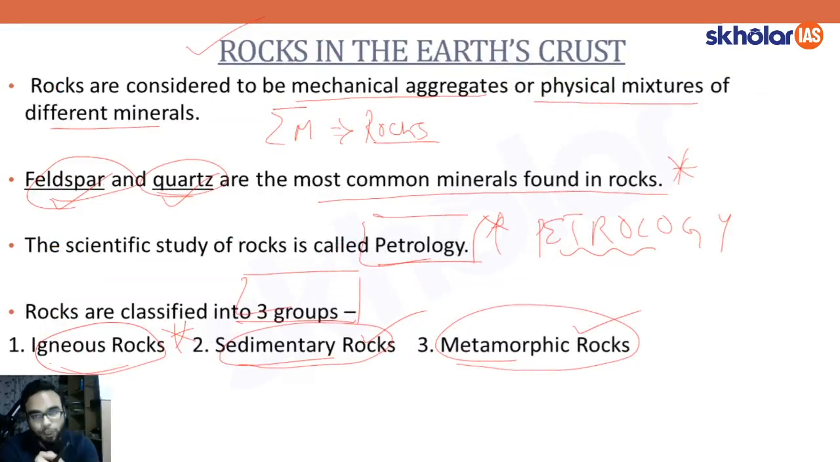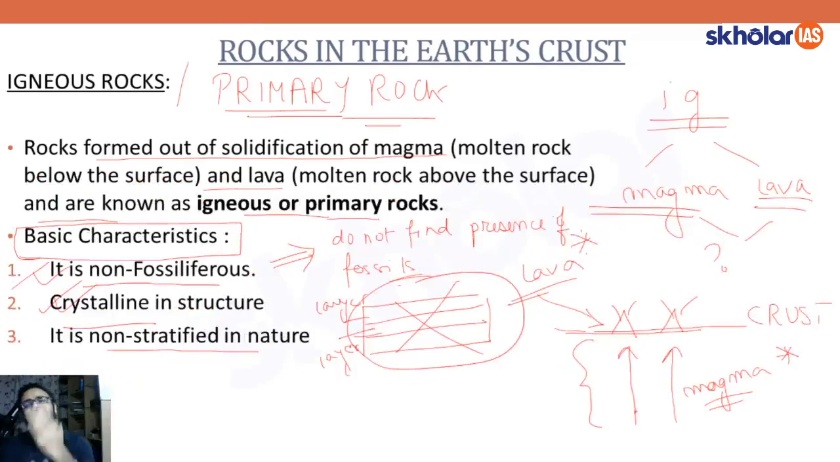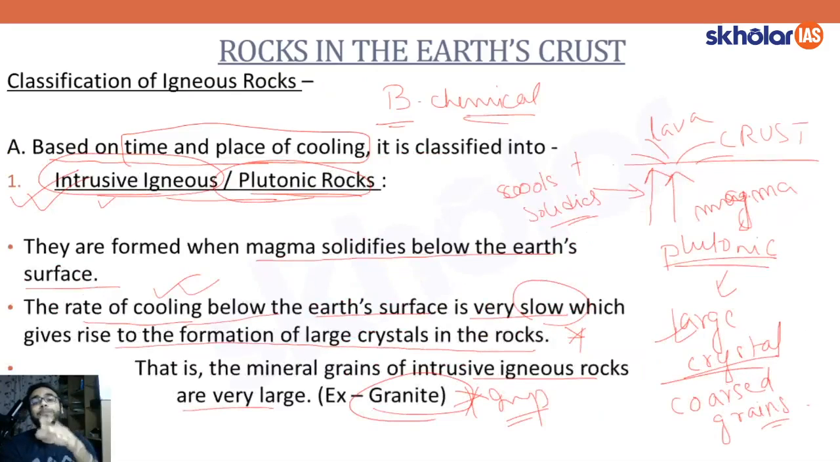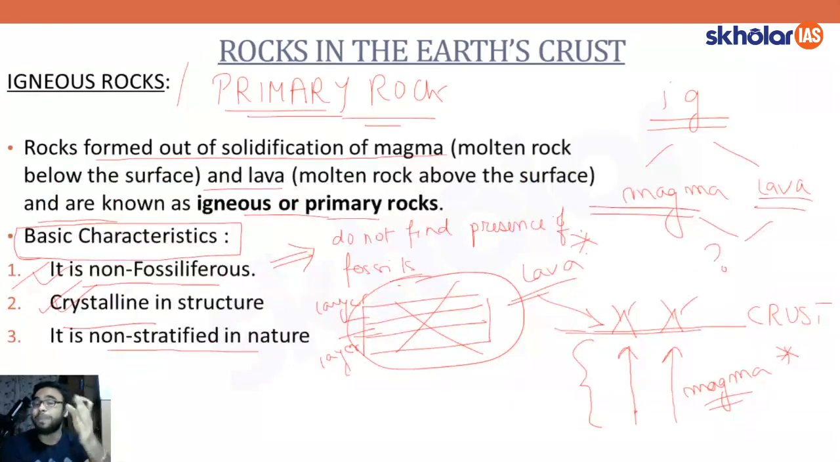The study of rock is called petrology. So we have classified the rocks into 3 groups: igneous, sedimentary, and metamorphic. And igneous rocks can in turn be classified in 2 ways. The first way is called what? It is classified on the basis of time and place of cooling. Understood this point? We'll talk about it. But what are the basic characteristics of igneous rock? It is non-fossiliferous. That means it does not contain fossils. It has a crystalline structure, and then it is non-stratified in nature. That means it does not have layers.